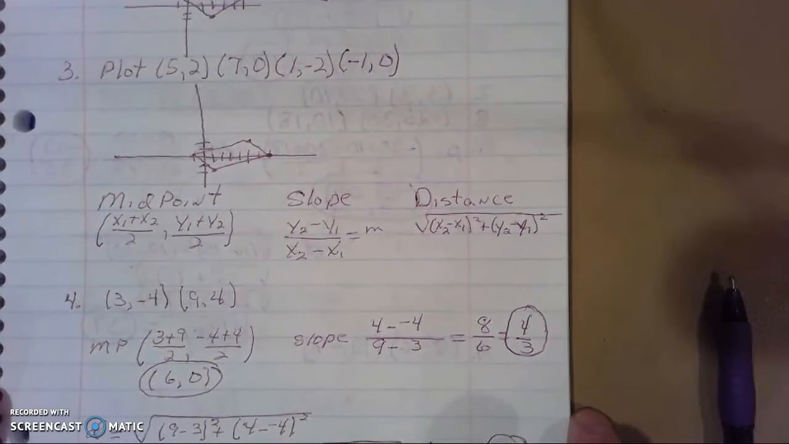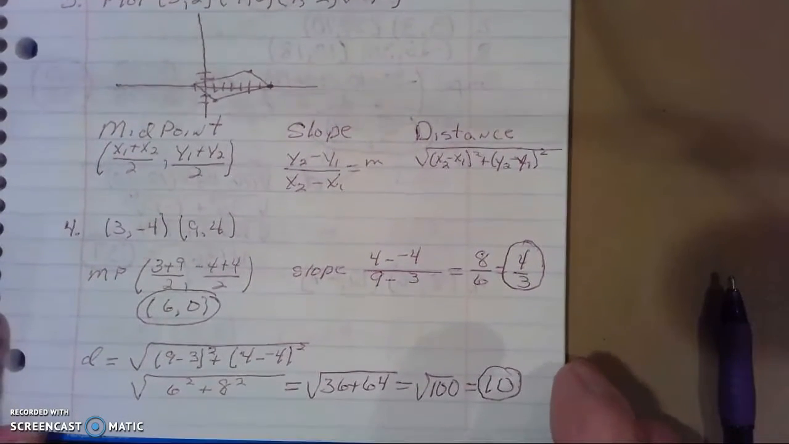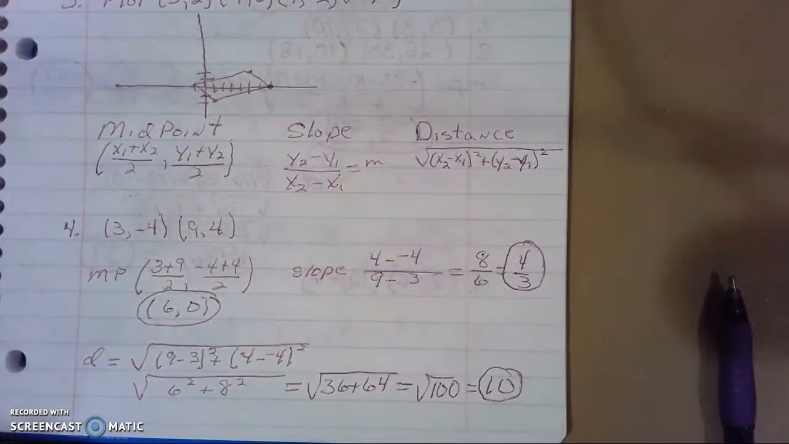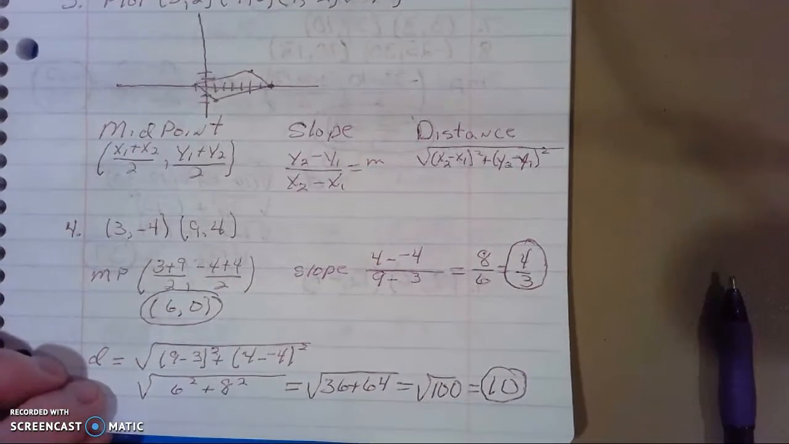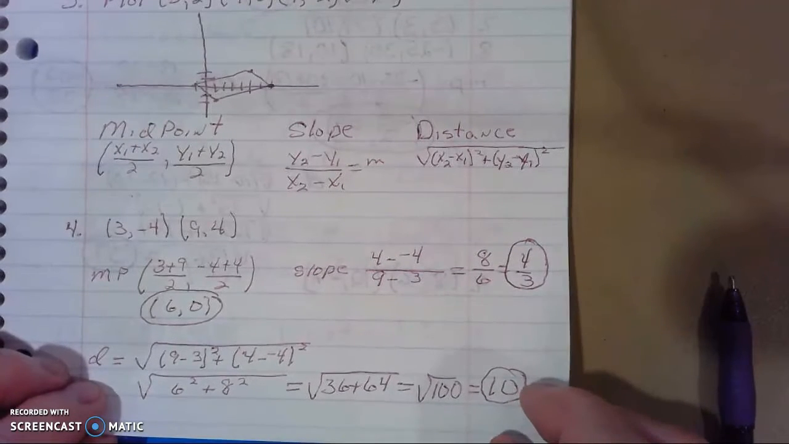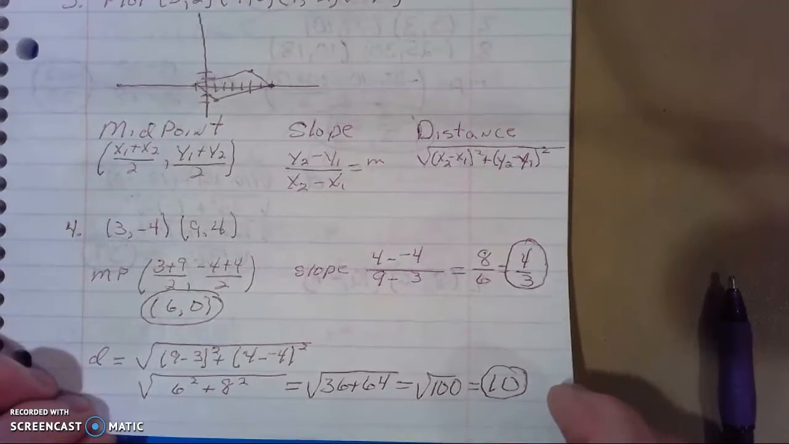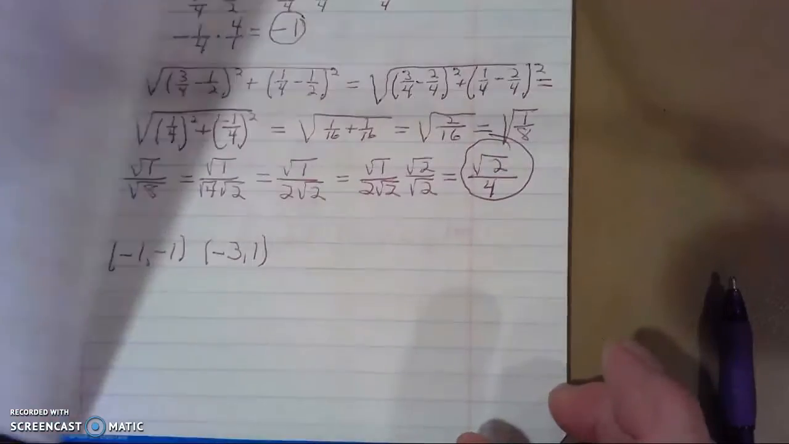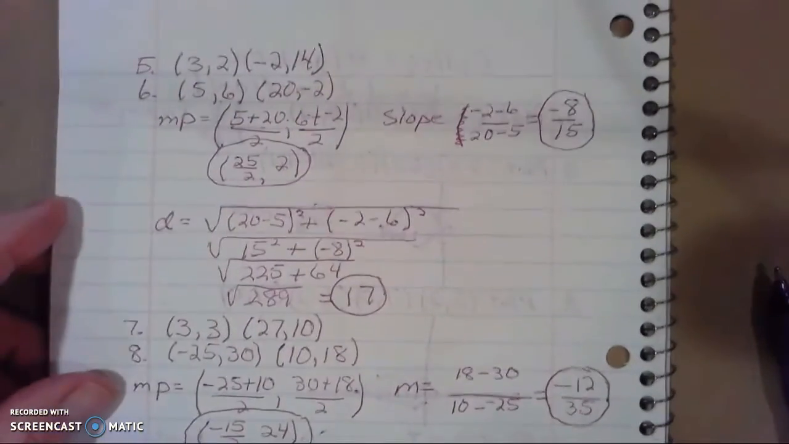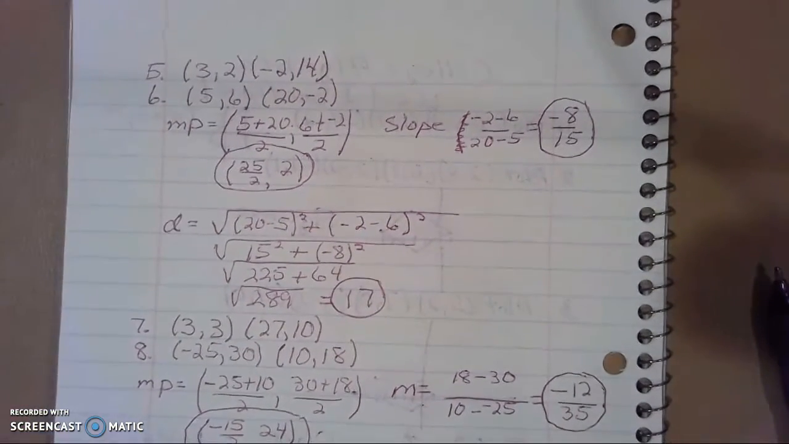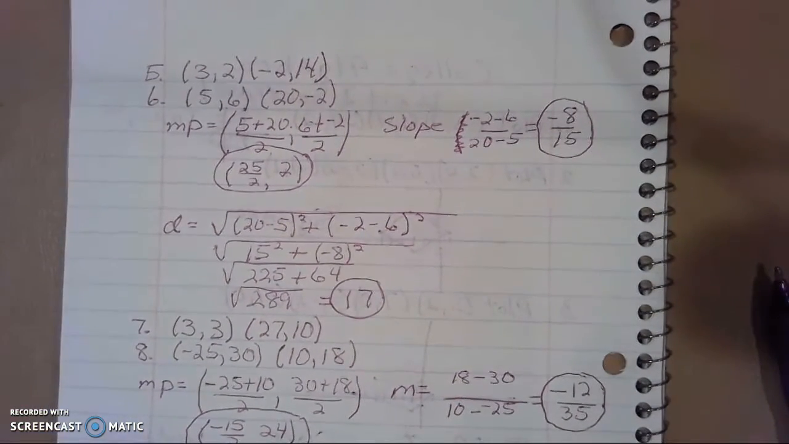Number 4, I've done here on the paper. So if you need to, stop the video and copy that down and make sure you understand number 4, where I've done the midpoint, the slope, and the distance. Number 5 uses the points 3, 2 and negative 2, 14.